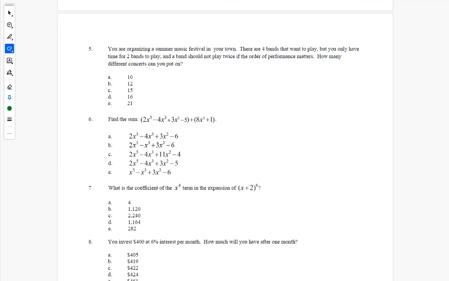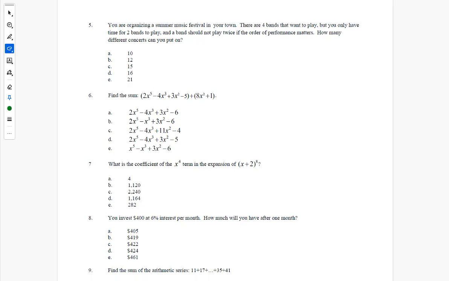Okay, let's move on to number 5. You're organizing a summer music festival in your town. There are 4 bands that want to play. Okay, so this is going to be a combination or a permutation. Let's look at it. 4 bands want to play, but you only have time for 2 bands to play. And a band should not play twice. If the order of the performance matters, that means we're dealing with a permutation, not a combination. How many different concerts can you put on?